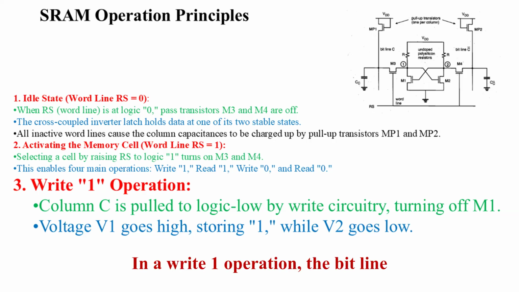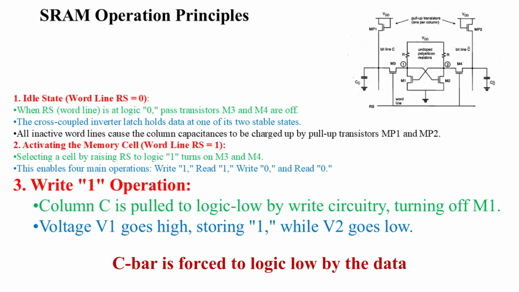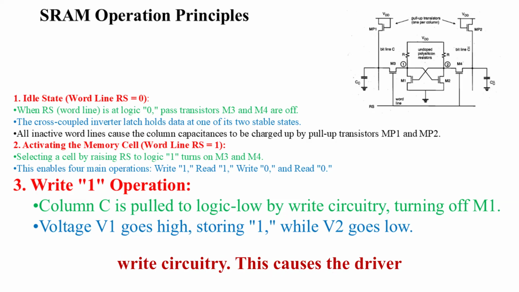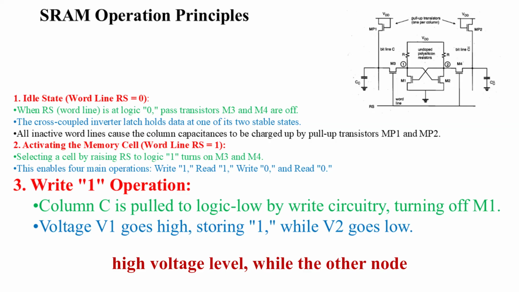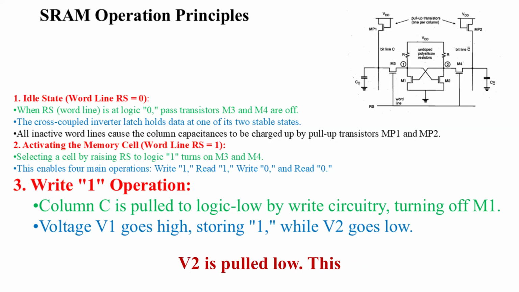3. Write 1 operation. In a write 1 operation, the bit line C bar is forced to logic low by the data write circuitry. This causes the driver transistor M1 to turn off, allowing the internal node connected to V1 to attain a high voltage level, while the other node, V2, is pulled low. This configuration stores a logic 1 in the cell.